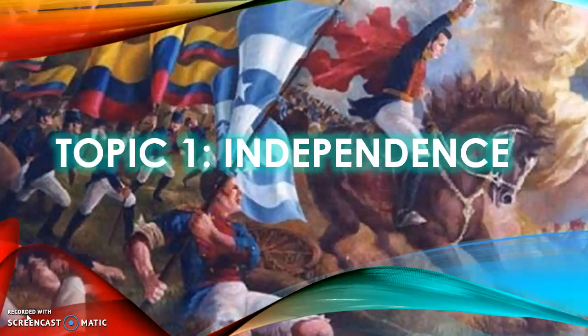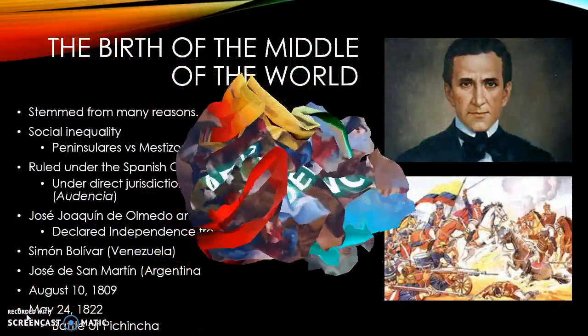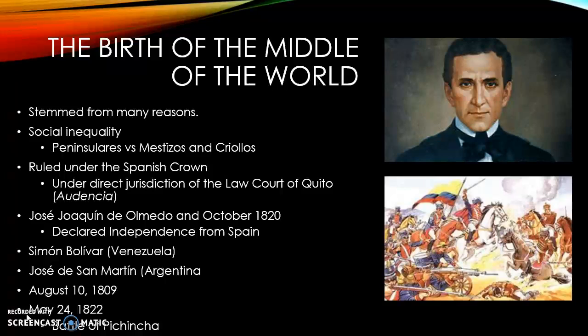Topic 1. Independence. The independence movement of Ecuador from the Spanish crown stemmed from many reasons. However, the most prominent reason was social inequality towards mestizos and Ecuadorian criollos. According to the Encyclopedia Britannica, during much of the colonial period, what is now Ecuador was under the direct jurisdiction of the law court Audiencia of Quito, and ultimately under the rule of the Spanish crown.